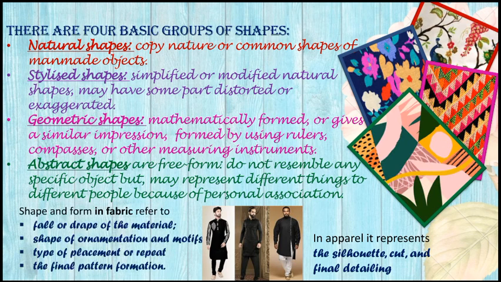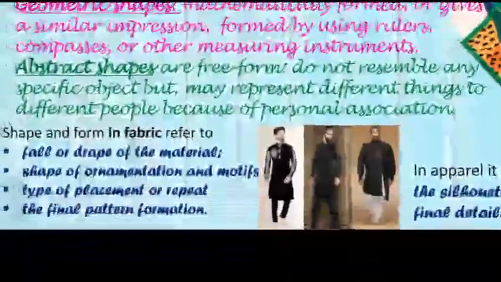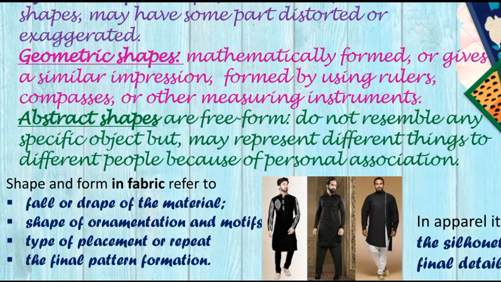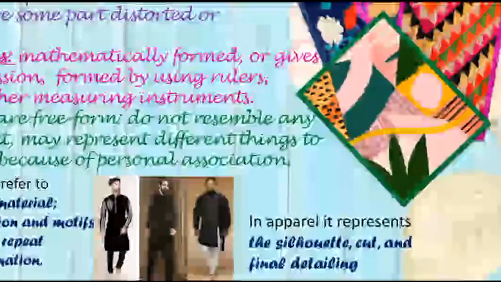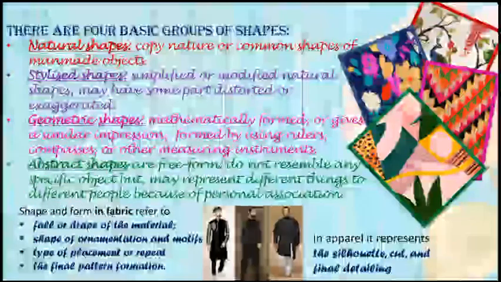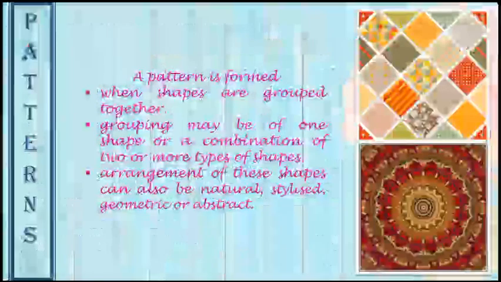In apparel, it represents the silhouette, cut and the final detailing. And shape and form in a fabric का मतलब क्या है? The fall or drape of the material. जैसे यहाँ 3 suits हैं, each of it has a different drape of a material. Shape of the ornamentation or the motifs जो कि किसी भी garment के ऊपर बने हुए हैं. The type of placement of repeat and the final pattern which is formed. यहाँ you have black but the silhouette, the cut is different. So the silhouette, cut and the final detailing depends upon the shape. I hope the shape is also clear.